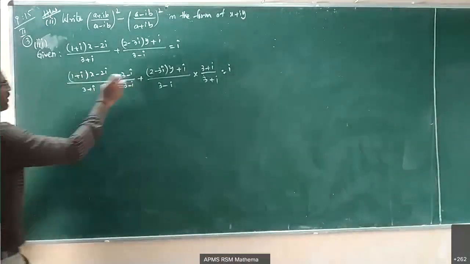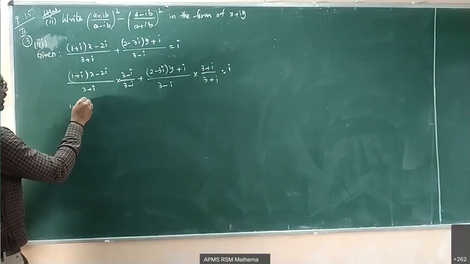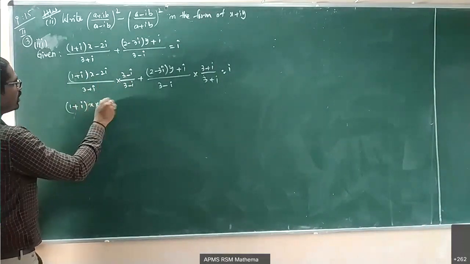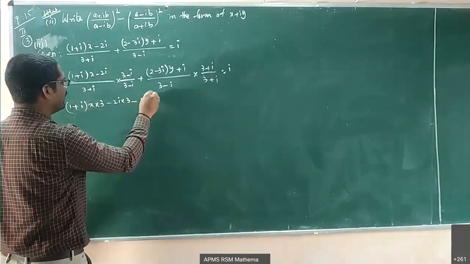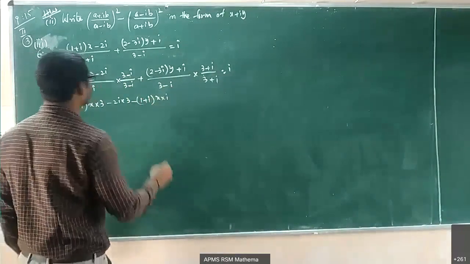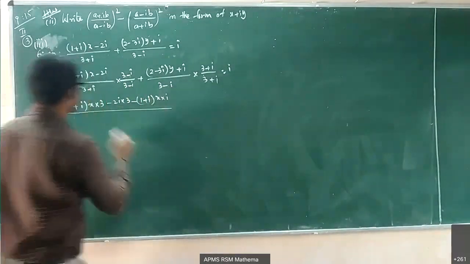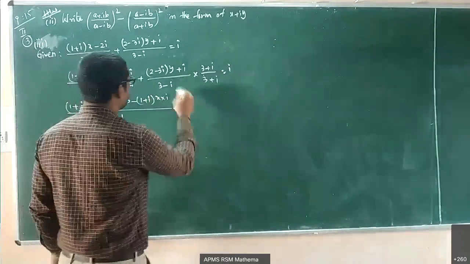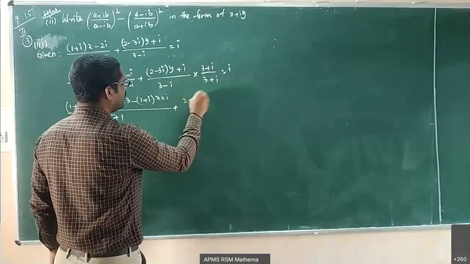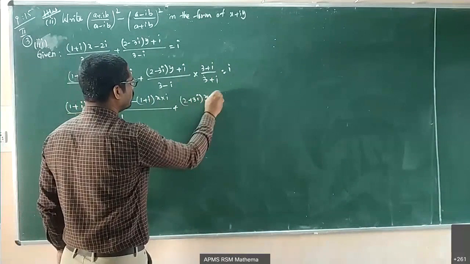Now, if I multiply, (1 plus i) x into (3 minus 2i) into (3 minus i), plus (1 plus i) x into i, divided by (3 plus i) into (3 minus i), which is 3 square plus 1. Here again, (2 plus 3i) y into (3 plus i), plus (2 minus 3i) y into i plus i square, divided by 9 plus 1, is equal to i.